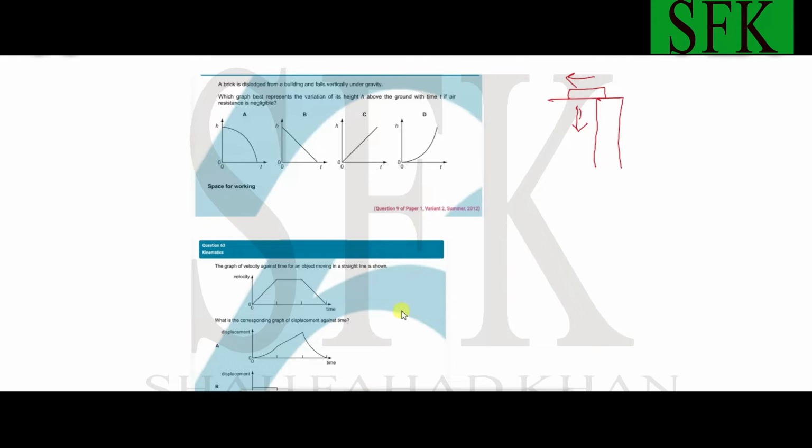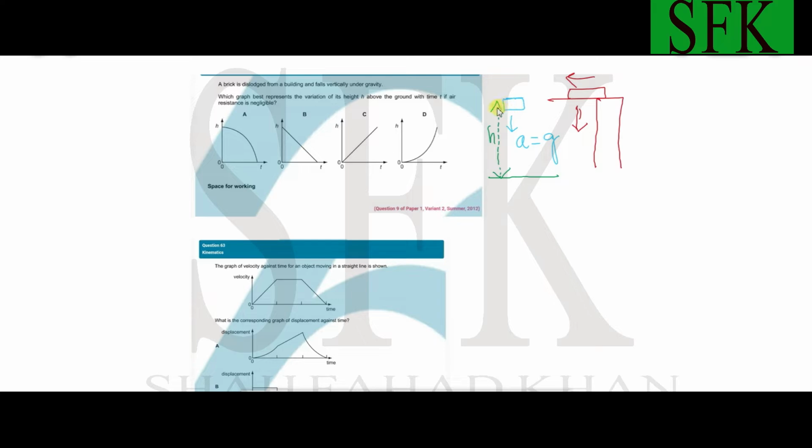negligible? I'm just drawing a small part over here to represent the brick. When the brick is moved forward over here and left to fall freely, it will fall under gravity. So the acceleration of this brick will be equal to g, the acceleration of free fall. Initially, its height above the ground was h.